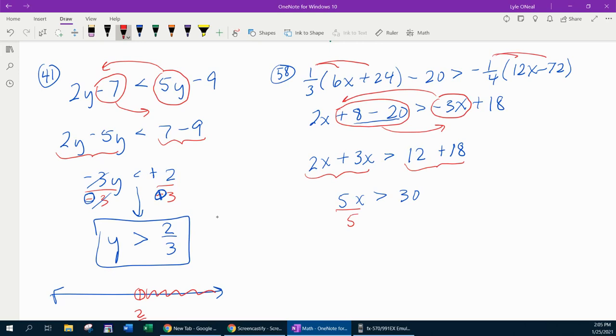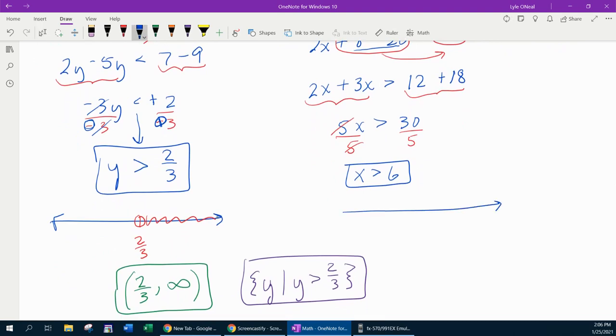Last step, divide both sides by 5. And since I'm not dividing by a negative number, the inequality gets to stay greater than. Final answer, x is greater than 6. That is now solved for.